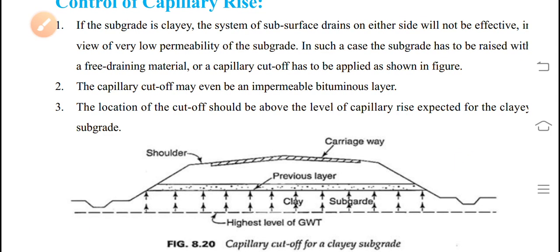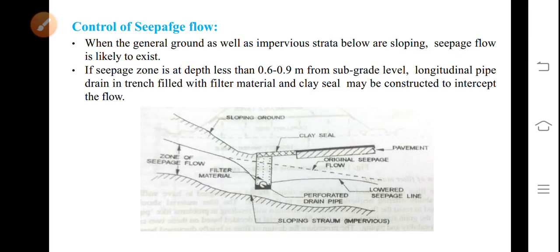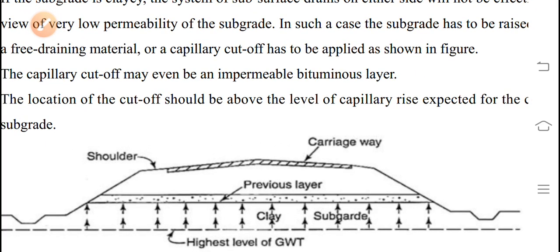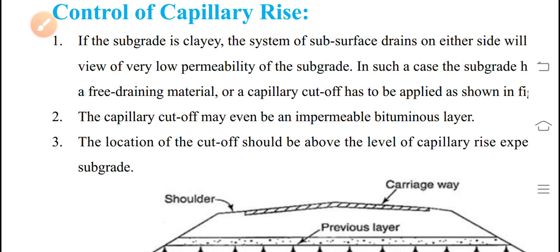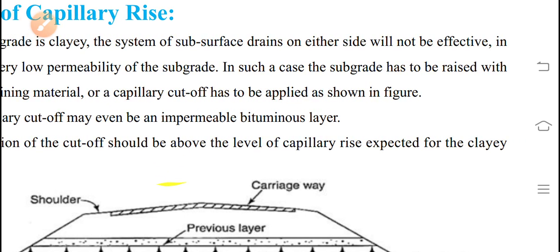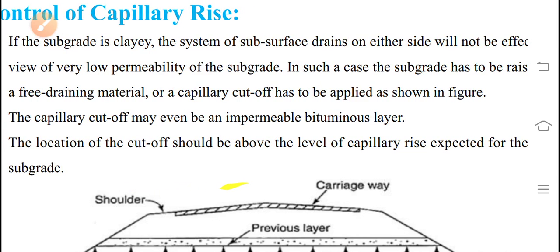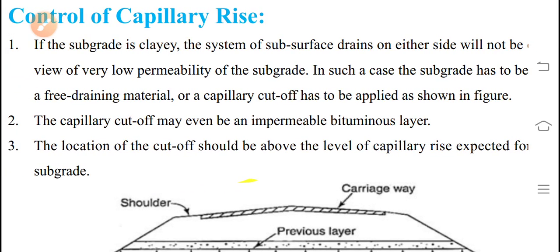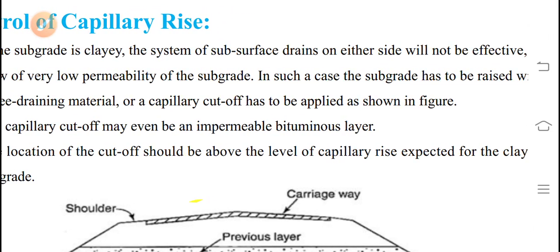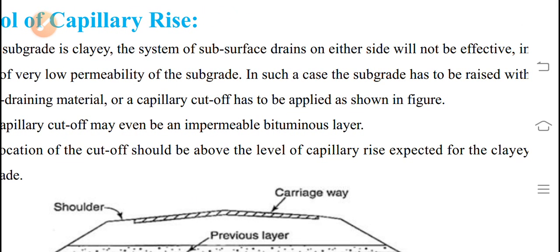Control of capillary rise. For that, this is the pervious layer, this is the subgrade, and this is the highest level of groundwater table. This is the carriageway, this is the shoulder. If the subgrade is clayey, the system of subsurface drains on either side will not be effective in view of very low permeability of the subgrade. Clayey material has less permeability.